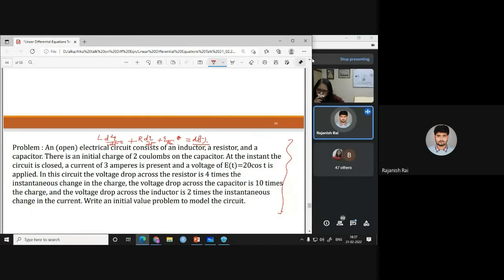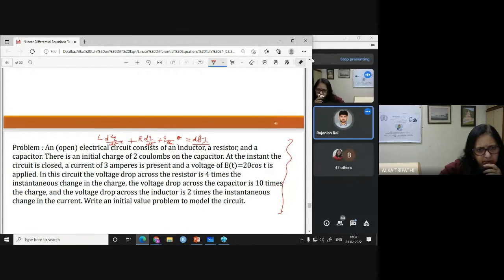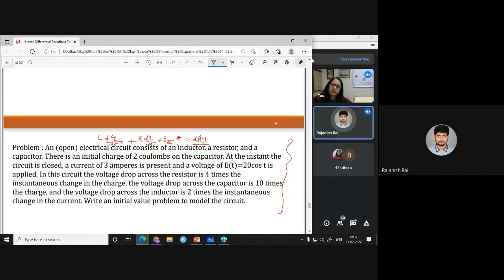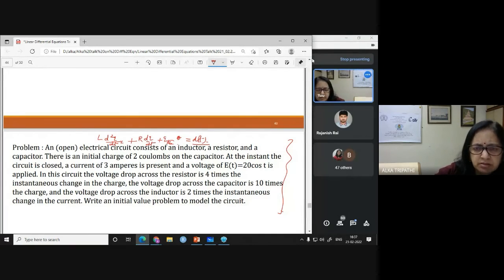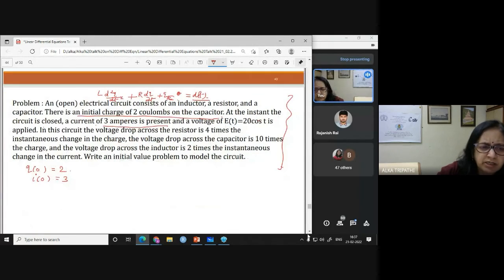Here there is an initial charge of 2 coulombs on the capacitor. That means Q0, the initial charge, is equal to 2. The first line tells me this. At the instant the circuit is closed, a current of 3 amperes is present. That means I0 is equal to 3, and I means dq by dt, so q dash 0 is equal to 3.